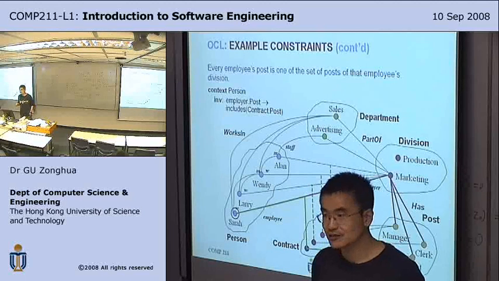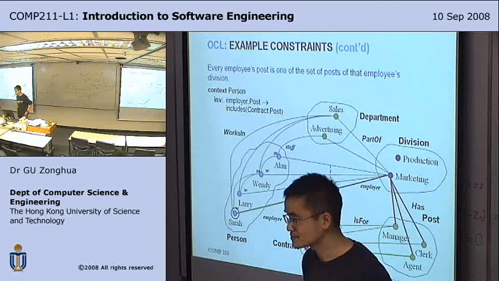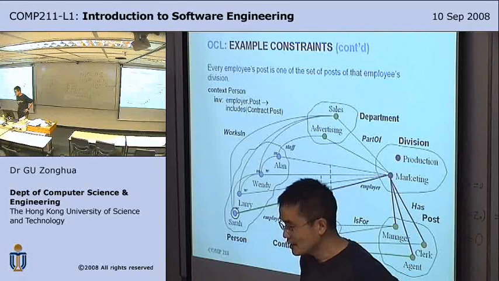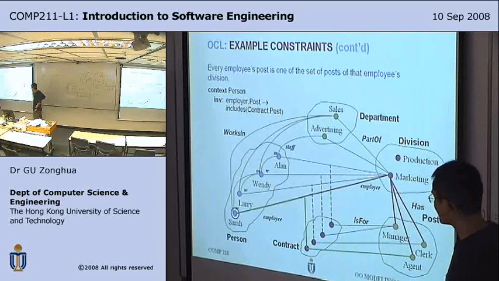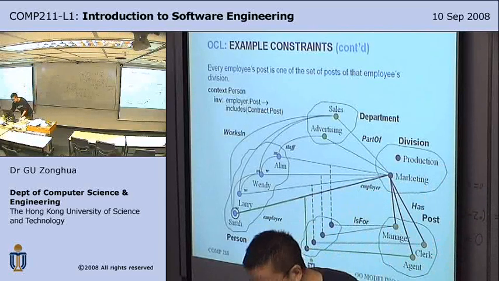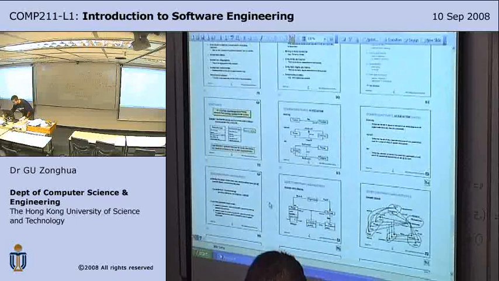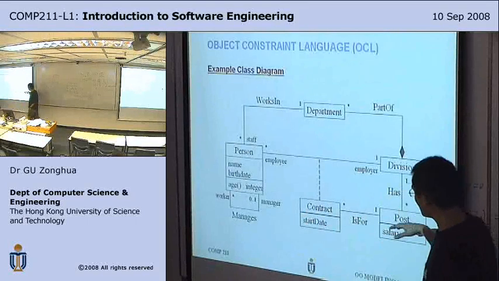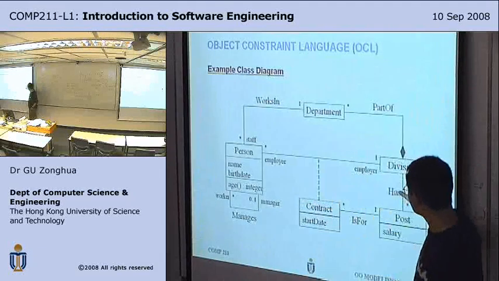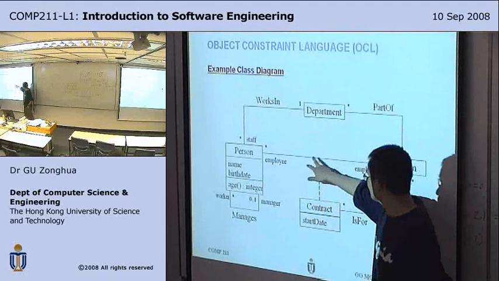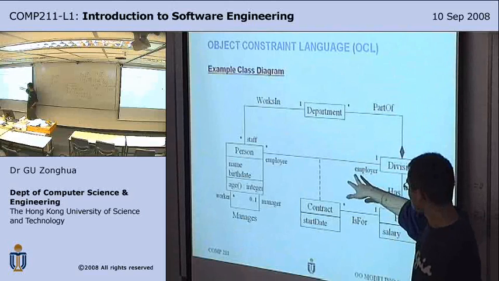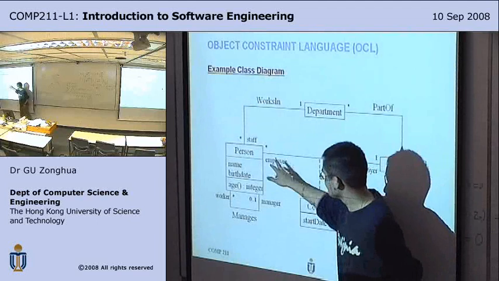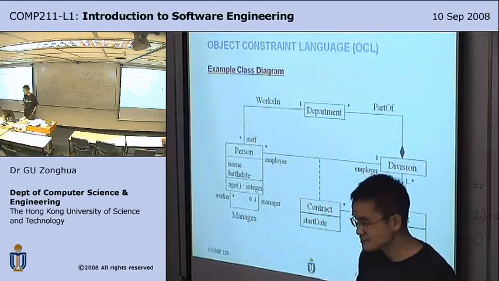So any questions on this? Yeah, actually, can I say employee.post instead of employer.post? No. The reason is that if you want to do navigation from one class to another, you must specify the role name on the other end. So you want to navigate from person to division. You specify the role name of this end, employer. You want to navigate from division to person. You specify this end. So I can use employer or division.